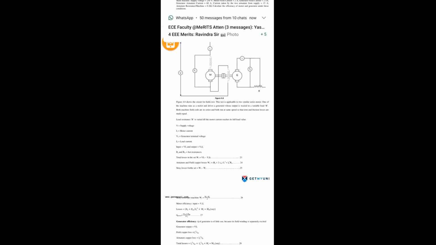Now RA and RSC are hot resistances. Why is it called hot resistance? Generally the resistance of the armature winding and series winding has a low value, right? When the resistance is low, it allows more current. Due to this flow of more current, the resistance will be heated up. That's why the armature resistance and series resistance are simply called hot resistances.